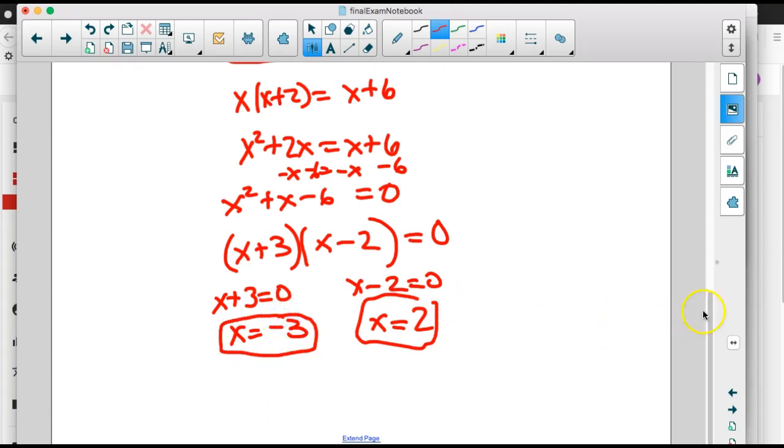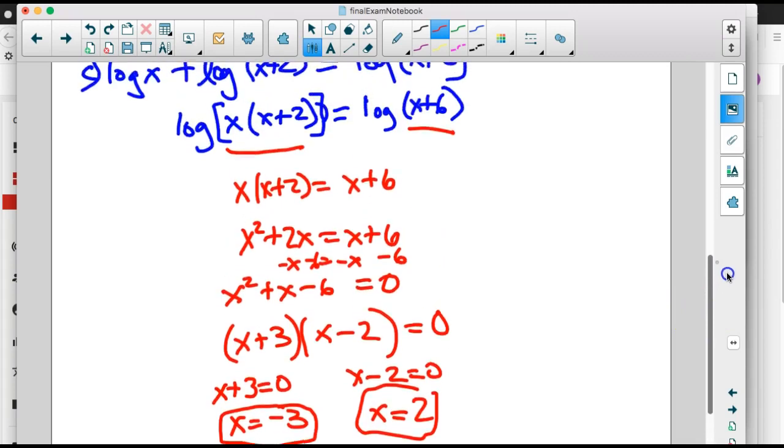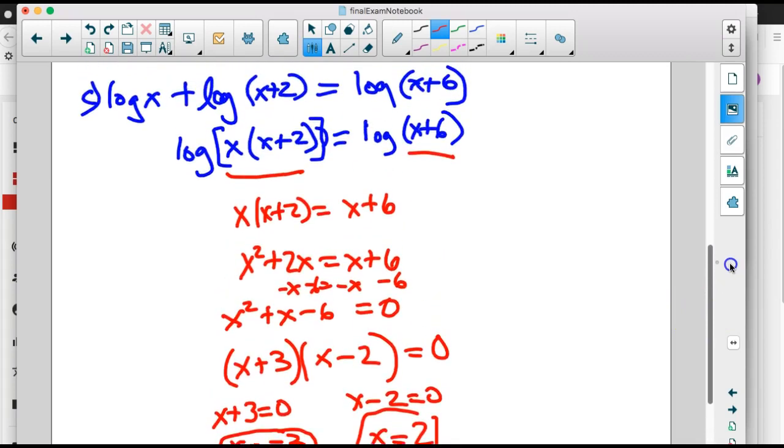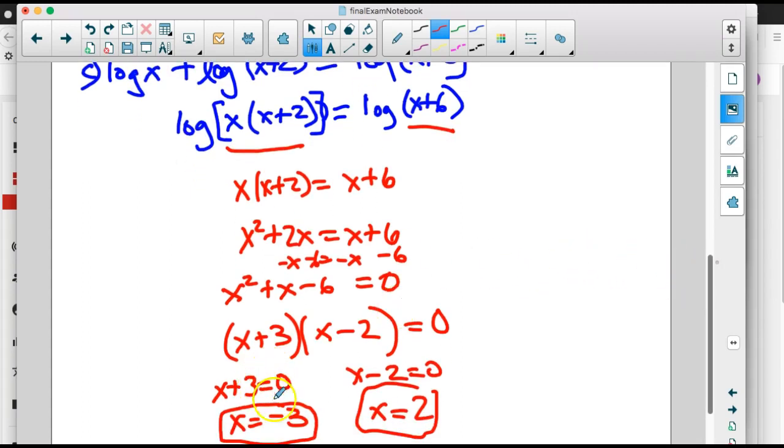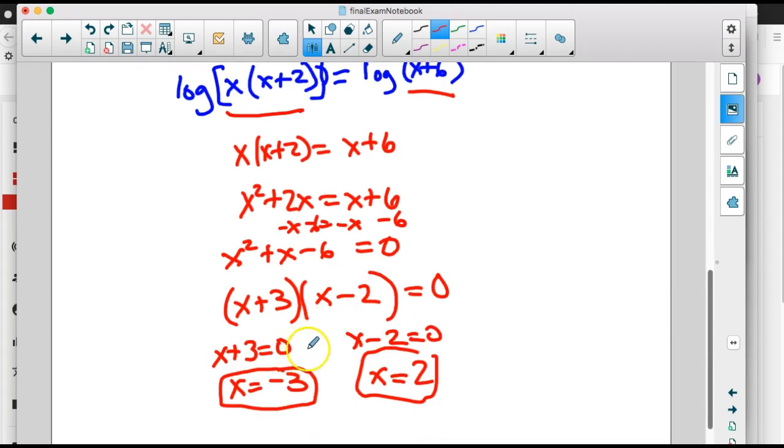Now we have to verify those two answers by looking at the original problem. If we look at the original problem, the first part of the problem says log x. Well, there is no such thing as a logarithm of a negative number, because the base is 10. We're going 10 to some exponent equals this value. Well, that value can't be negative 3. We can't go 10 to some value equals negative 3. 10 to some value is going to be a positive number. So this value is not going to work.